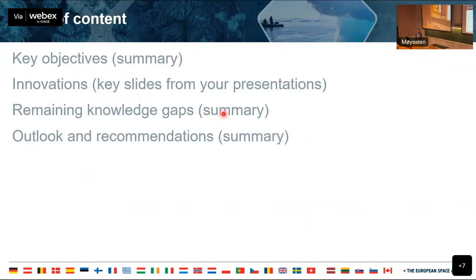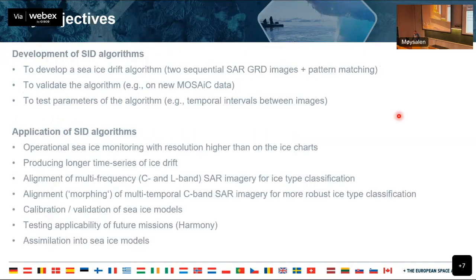And I structured my presentation a little bit different. I was following the guidelines very strictly, so I will present key objectives that I summarized from all the presentations. I will show some of the innovations, the key slides from the presentations we received. And then I will also show the summarized remaining knowledge gaps and the outlook and the recommendations. And first I will go through CI's drift and then CI's type with the same structure.